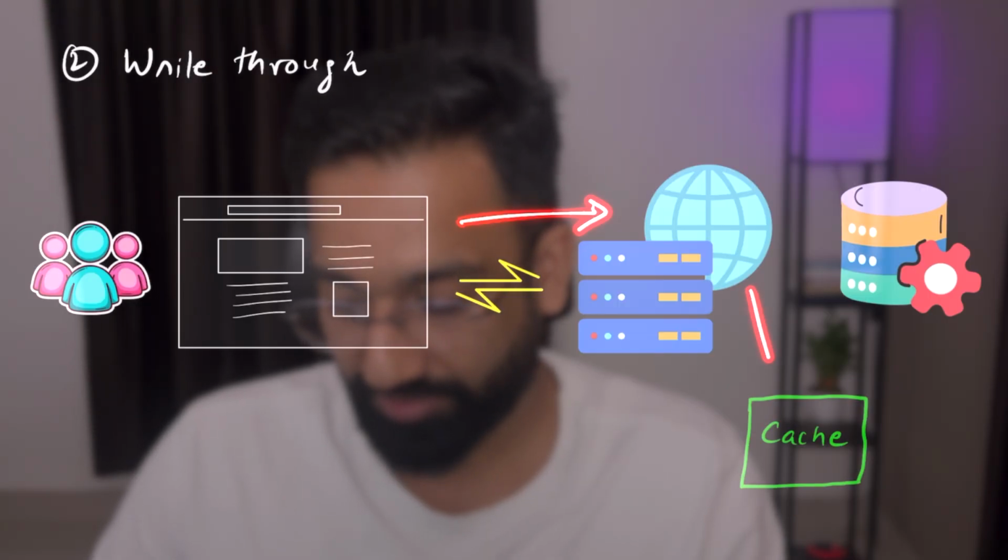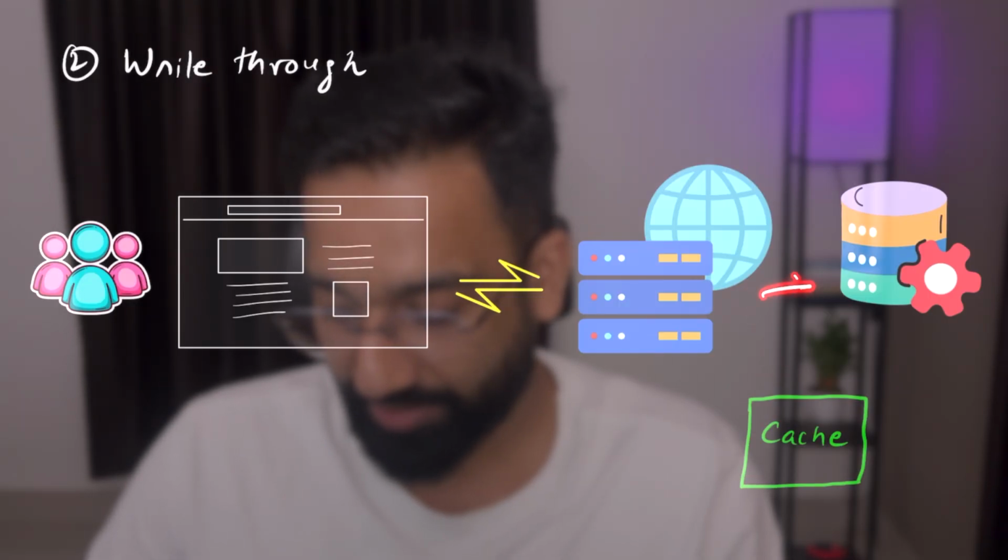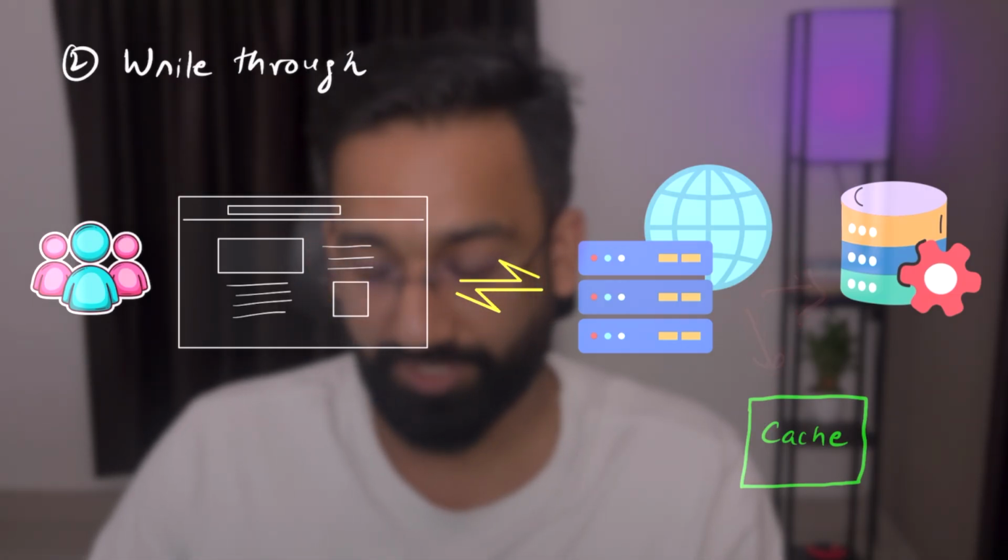The second strategy is write through. In this, all the data that we receive is written to the cache layer and to the database layer at the same time. When we want to read, we'll always get the data from cache and serve it back to the user. So in this scenario, we'll always have the data updated in our cache layer and it will always be available.